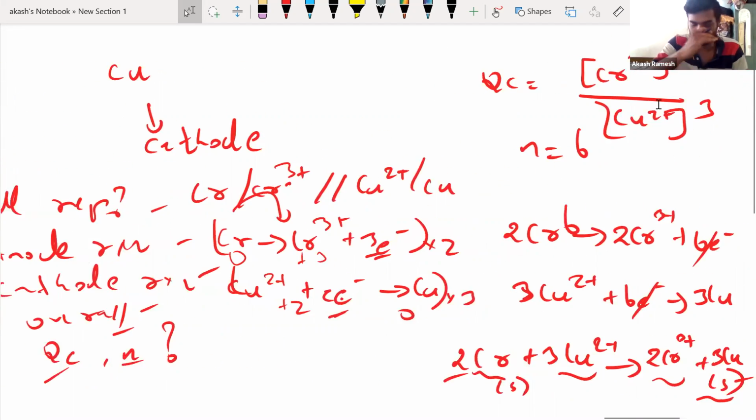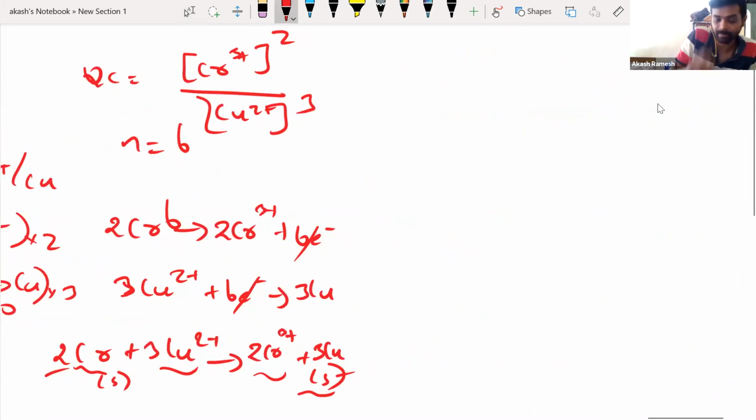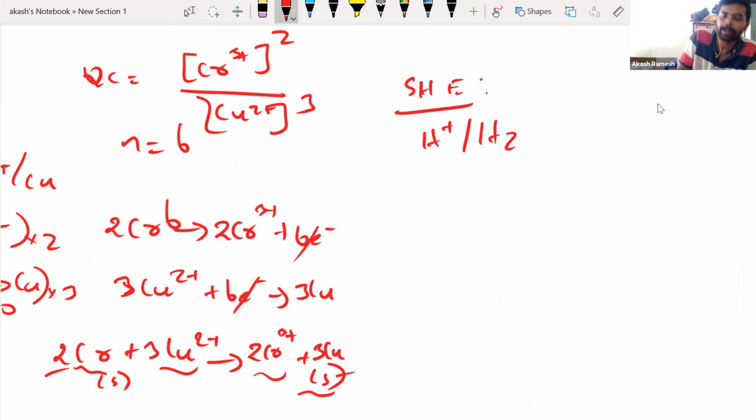Okay, right. So now let me take, say, I think it should be easy, right? Okay, fine. So if I take SHE, guys, I know I'm going to have H+ | H2, or depending on the reaction, it can be H2 | H+, depending on whether it's going to be cathode or anode.